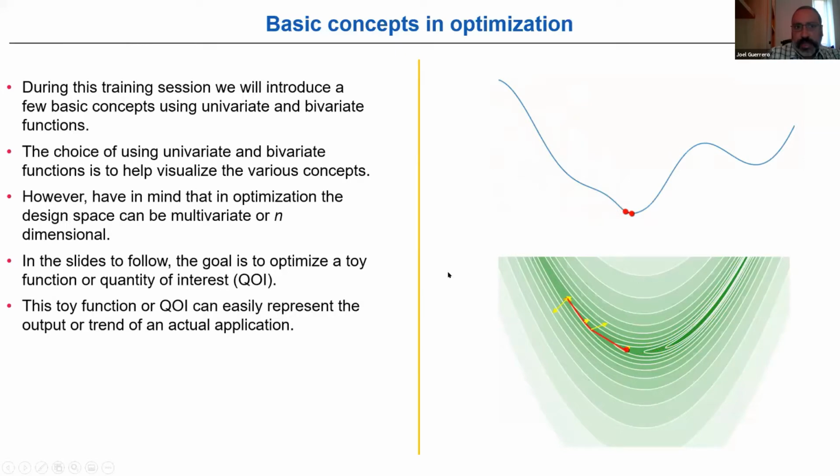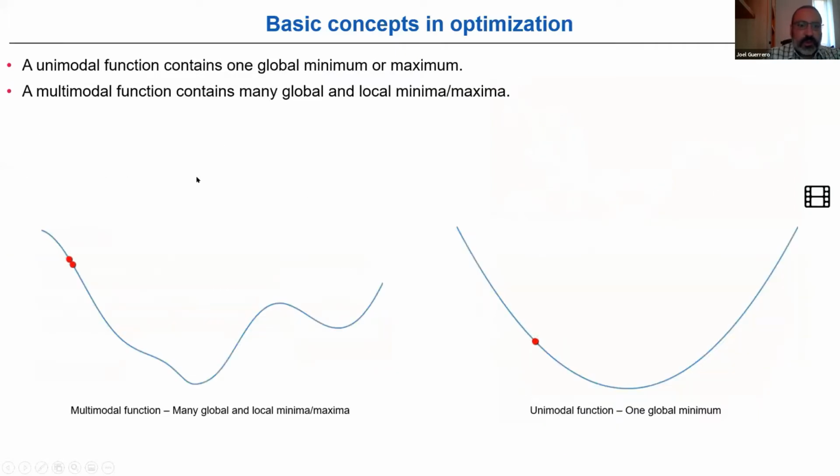I want to remind you that the problems are multivariate, not necessarily 1D or 2D. So I will use this one just to visualize these concepts. Basically, what we want to do is minimize or maximize whatever we have here. So we can talk about a multimodal or unimodal problem. Unimodal, you have one global minimum. Multimodal, you have different maxima and minima. Okay, it's up to you.